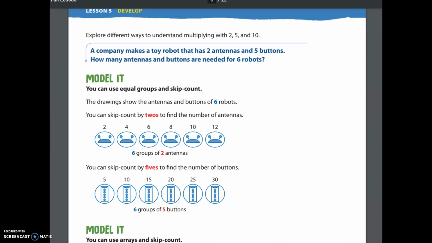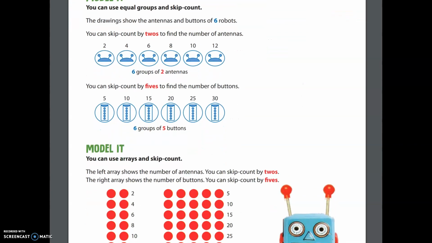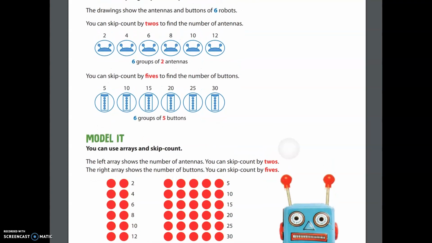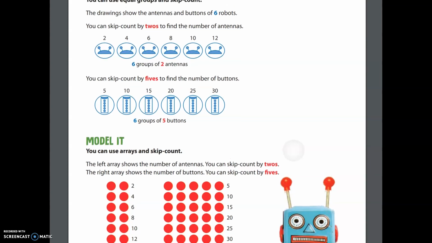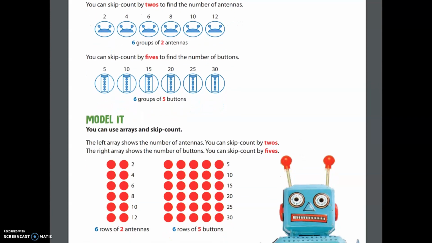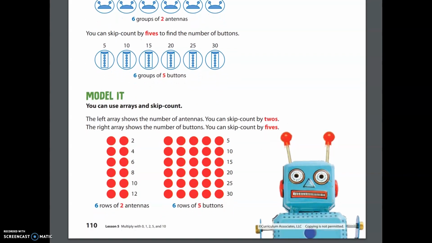So this page shows us that if you drew a picture of the antennas and you drew a picture of the buttons, you would have 6 groups of 2 antennas and 6 groups of 5 buttons. Kind of like what I said, but I drew them kind of as the same robot, but it's the same idea. You still get 12 antennas and you get 30 buttons. You can see that they skip counted. They went 2, 4, 6, 8, 10, 12, or 5, 10, 15, 20, 25, 30 for skip counting the buttons.